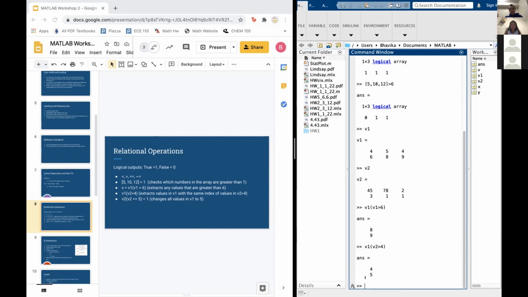And then lastly, something else you can do is making certain values in your matrix equal to another number. In this case, it's going to V2, choosing all the numbers in V2 that are equal to 5, which are none. So it's outputting the same thing. But if you did something like that with V1, we saw that it's 4, 5, 4. That means in V1 there's a value of 5, and that's changed to 1 because you're now setting that equal to that. Yeah, so that's how relational operations work.